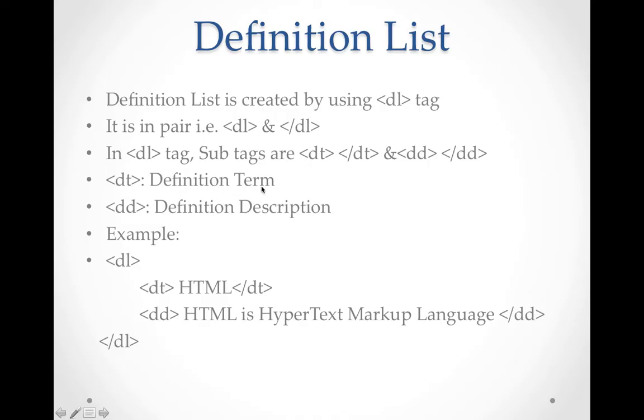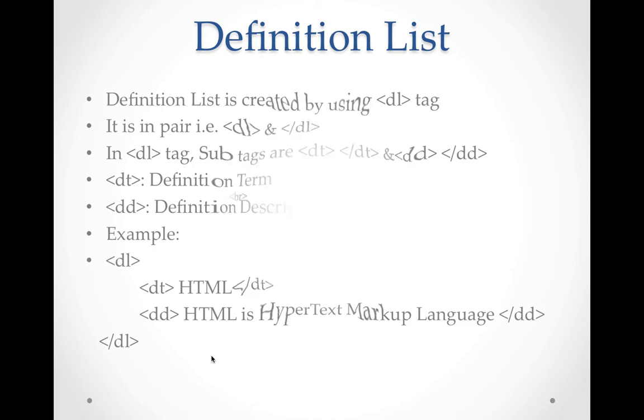DT means definition term. The term for which you want a statement and meaning, you have to write that in the DT tag. And definition description is DD. Whatever statement you want to write as the description, you have to write that in the DD tag. For example, I started the DL tag. In the DL tag I wrote HTML in the DT tag and the statement for this term I wrote in the DD tag. And I closed the DL tag here.